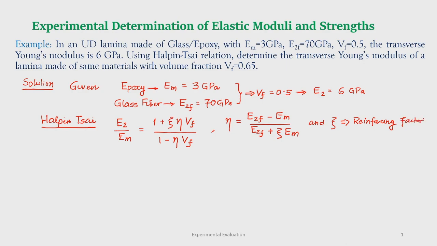Actually, the Halpin-Tsai semi-empirical method obtained elasticity solutions for different fiber geometry and packing geometry, and then with the help of curve fitting you obtain this relation. That is why it is a semi-empirical method. So, this reinforcing factor depends upon the fiber geometry, packing geometry, and of course the loading condition. And this eta, you can see from the expression, depends upon the relative Young's modulus of the fiber and the matrix.